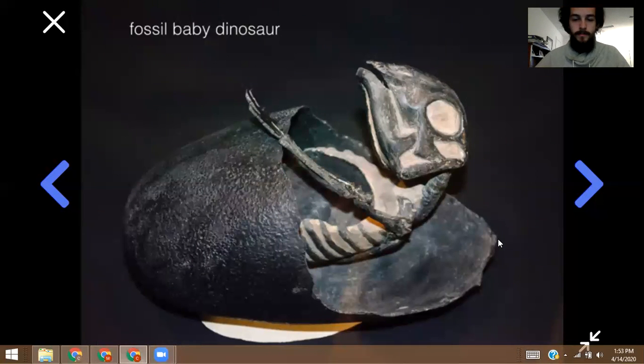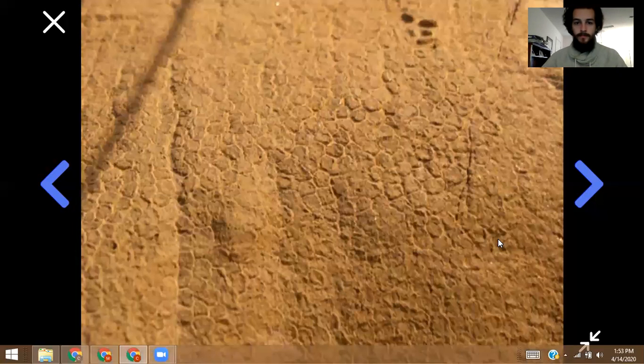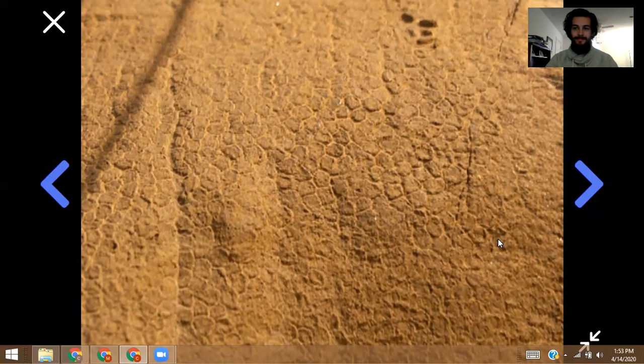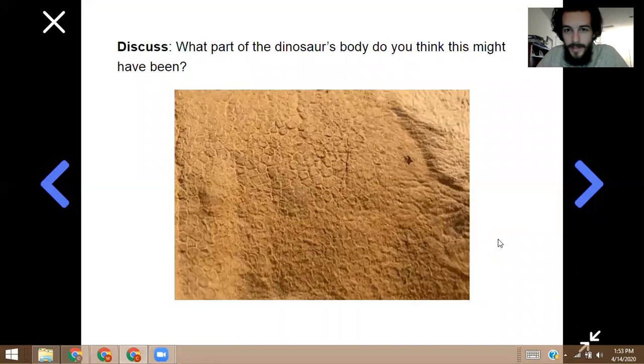But then finally, nearly 100 years after the first dinosaur fossils were discovered, some scientists discovered this while digging up some dinosaur bones. What part of the dinosaur's body do you think this might have been? Look closely. So what part of the dinosaur's body do you think this could have been? Some of you may get this right then and there, and some of you, it may take you a little while for it to finally hit you. But pause the video if you're still looking, okay?